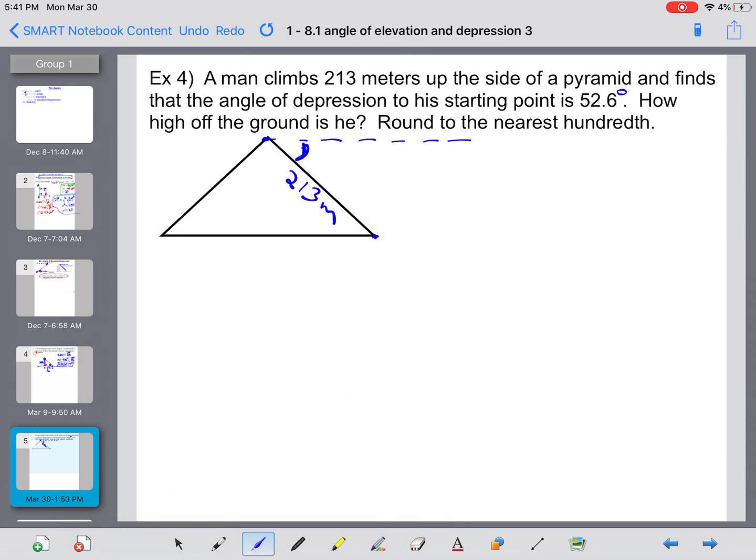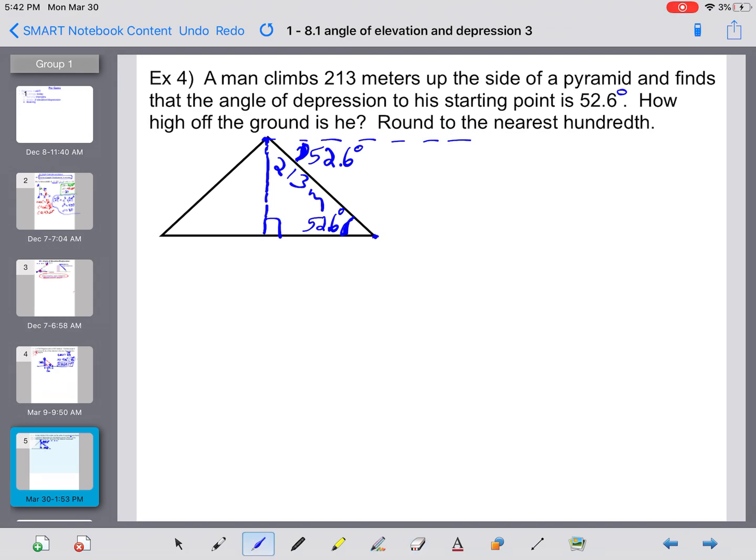So we have a few options here. His height is right here. When we do height, we can always assume 90 degrees. So if you look at the triangle that's inside right there, we don't know any angles yet. But what we do know is that this angle of depression here is the same as this angle of elevation. So this 52.6 that we know is up there is the same as this 52.6 that's down here. So that makes our triangle a lot easier to work with.